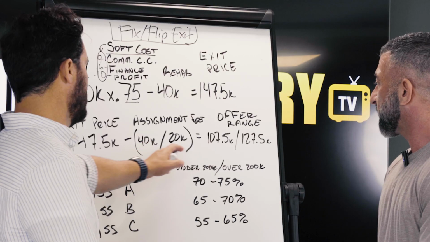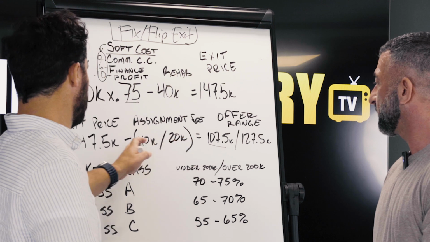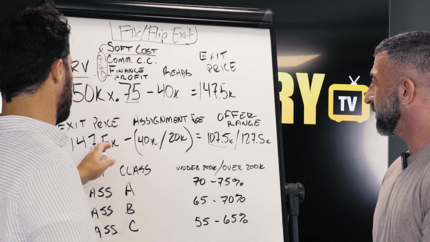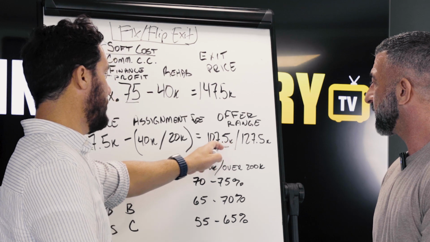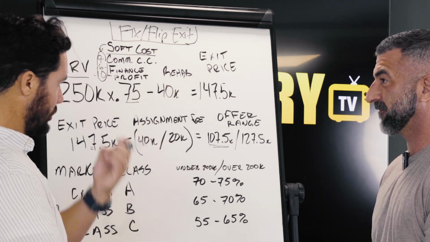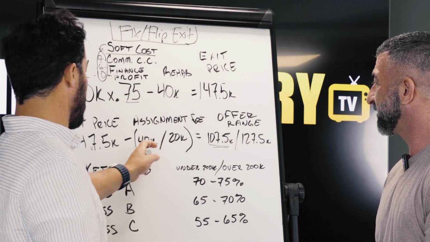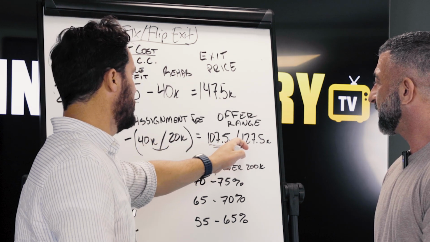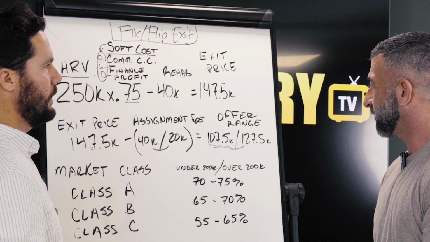So at 40, you would be at a 107, right? Because you take 40 off of the flipper's buy. So if you take 40 off of 147, that puts you at 107.5 as your anchor. This is your starting point. Yep. But you've got a little bit of a range here, so you have a little room where you could negotiate and come up if you needed to with that seller.